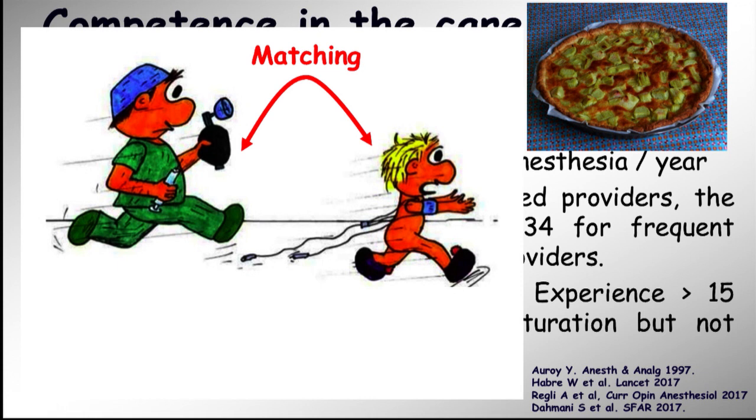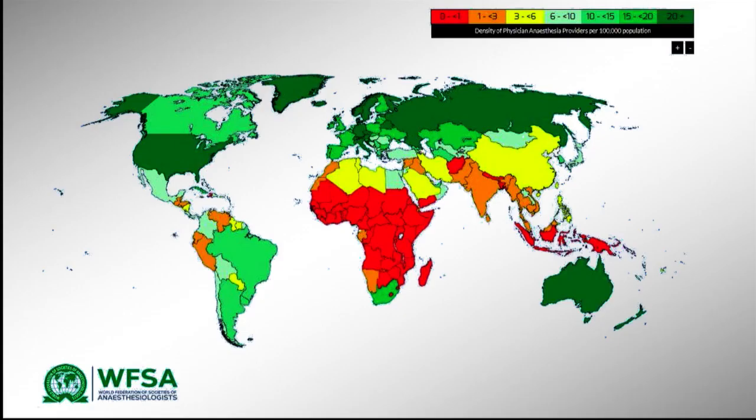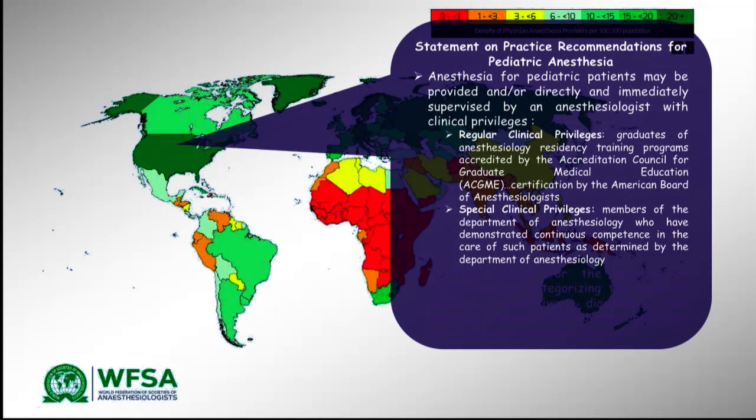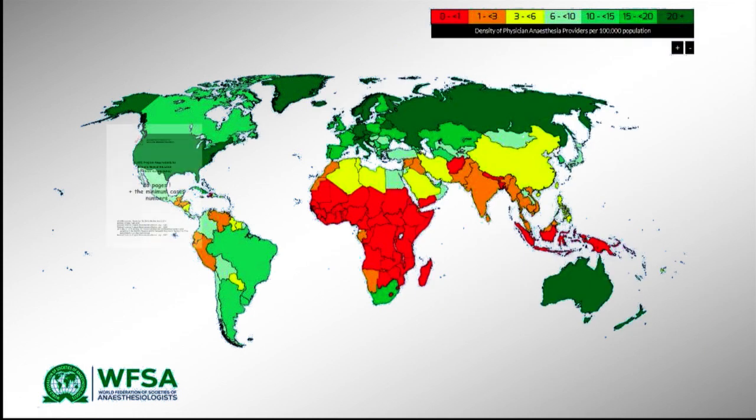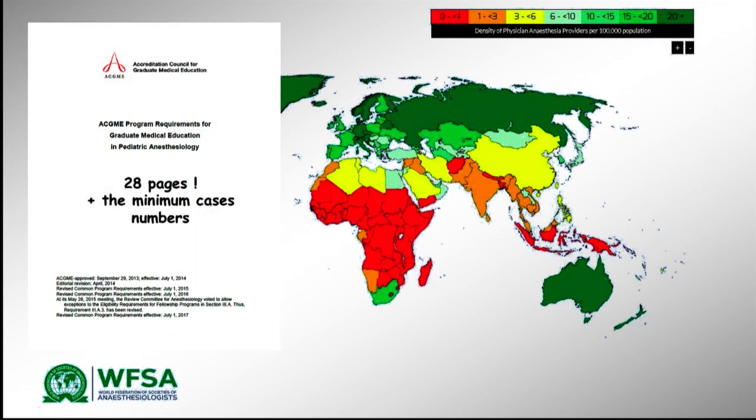And this is done by organization, and we see that organization will change from one country to another. So when you look at the United States, for example, you can provide pediatric anesthesia if you are accredited, and according to those requirements, you can find all the needs or requirements for being an accredited pediatric anesthesiologist in the 28 pages of document that describe all you need in order to be accredited as a pediatric anesthesiologist.